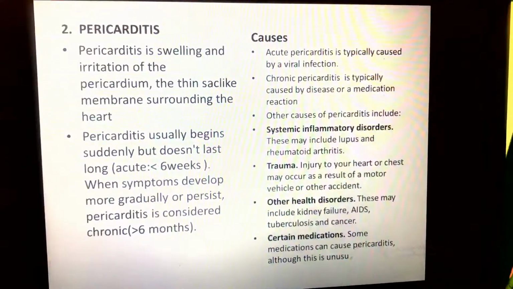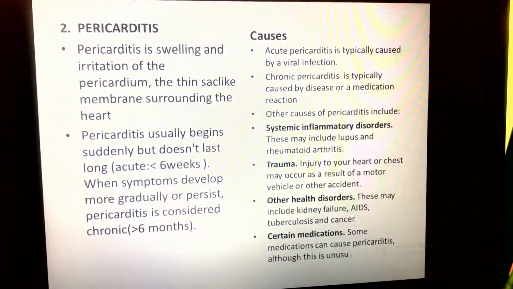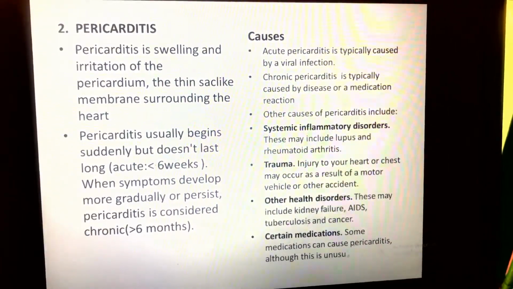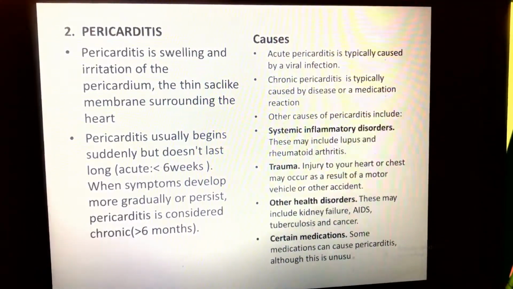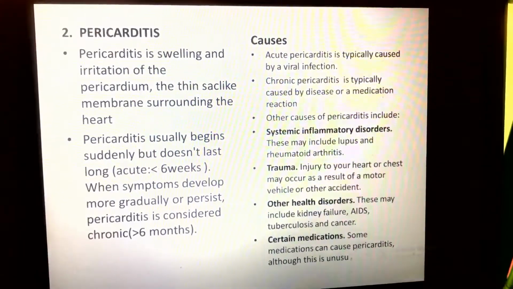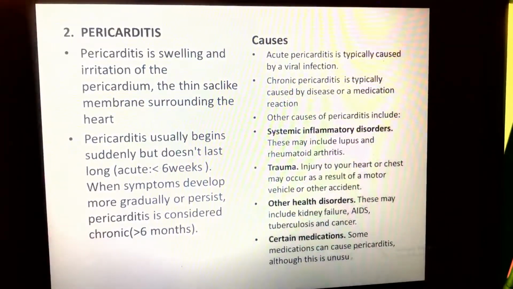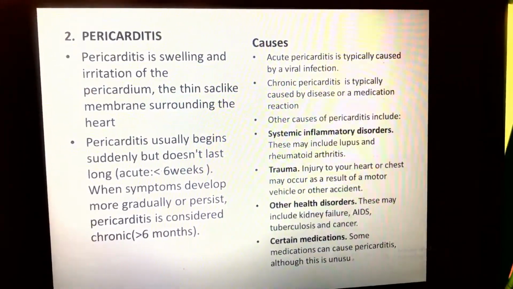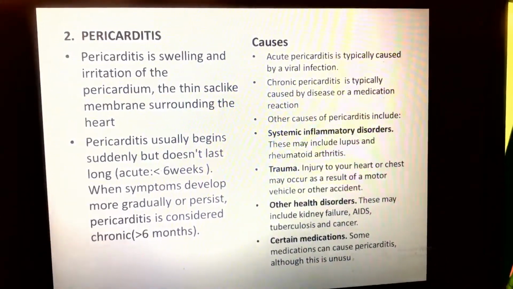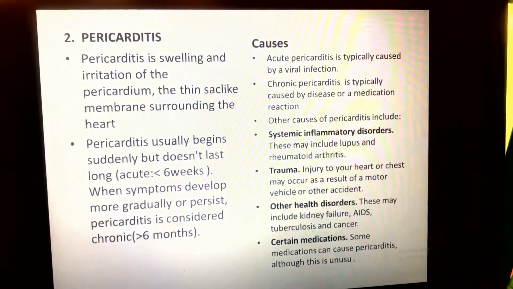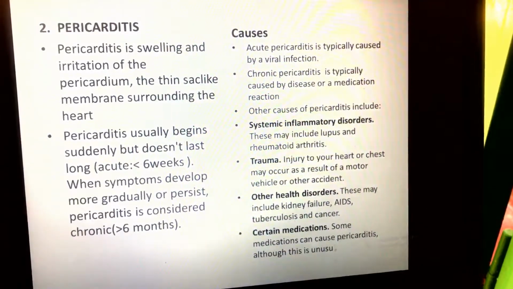Pericarditis. Pericarditis is a swelling and irritation of the pericardium, the thin sac-like membrane surrounding the heart. Pericarditis usually begins suddenly but does not last long. Acute lasts less than 6 weeks, and when symptoms develop more gradually or persist, pericarditis is considered chronic if it's more than 6 months. What causes pericarditis?